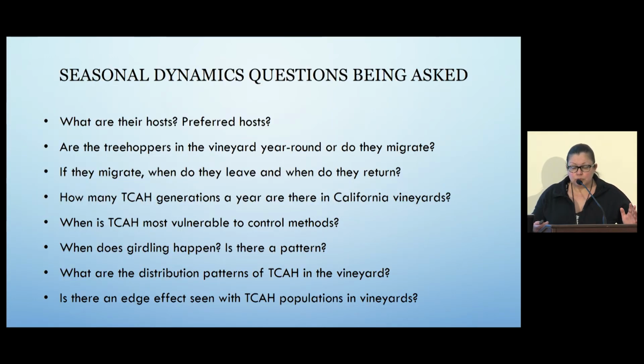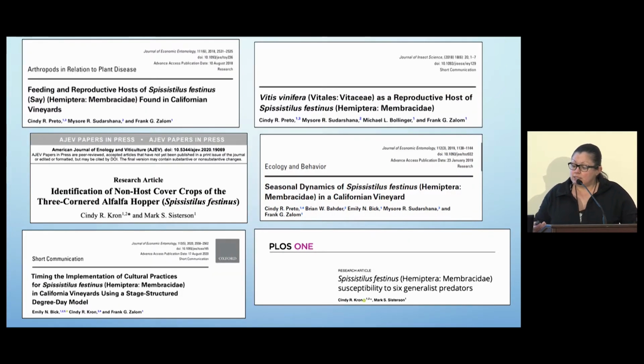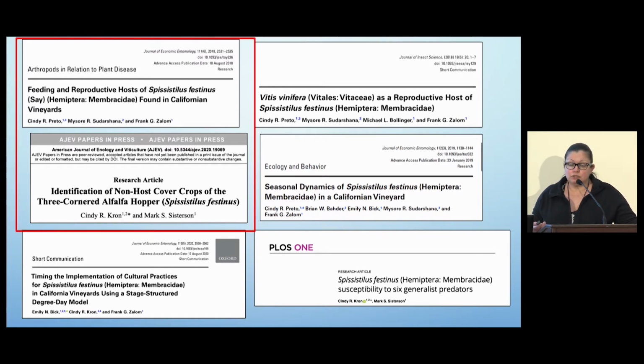So early on, there was a bunch of questions, but today I'm going to just focus on these two. What are their preferred hosts, and when is TCAH most vulnerable to control methods? Listed on the slide is some published work that I've been involved in to answer the biology and behavioral questions about TCAH, but we're going to start with focusing on these first two papers that came out that look at feeding and ovipositional hosts. Ovipositional means hosts that they lay eggs in to reproduce.